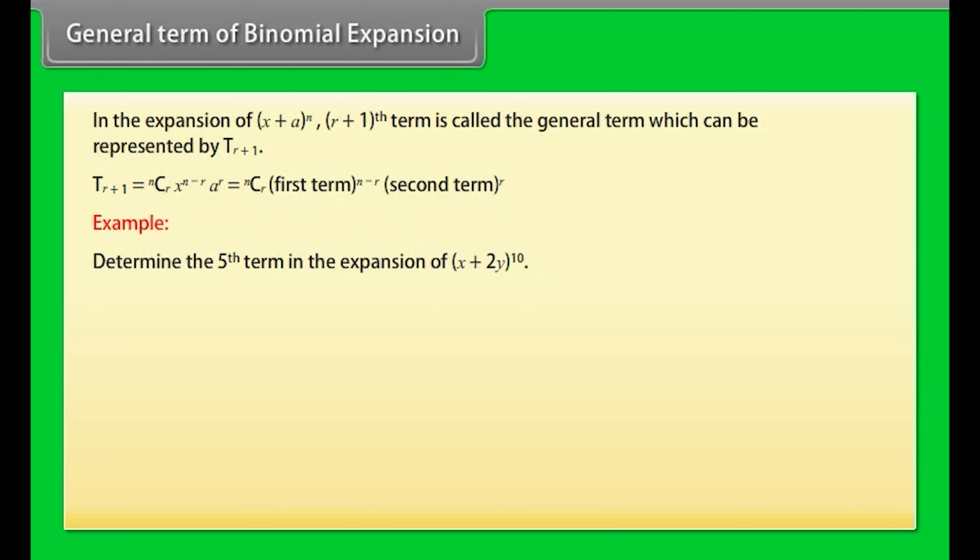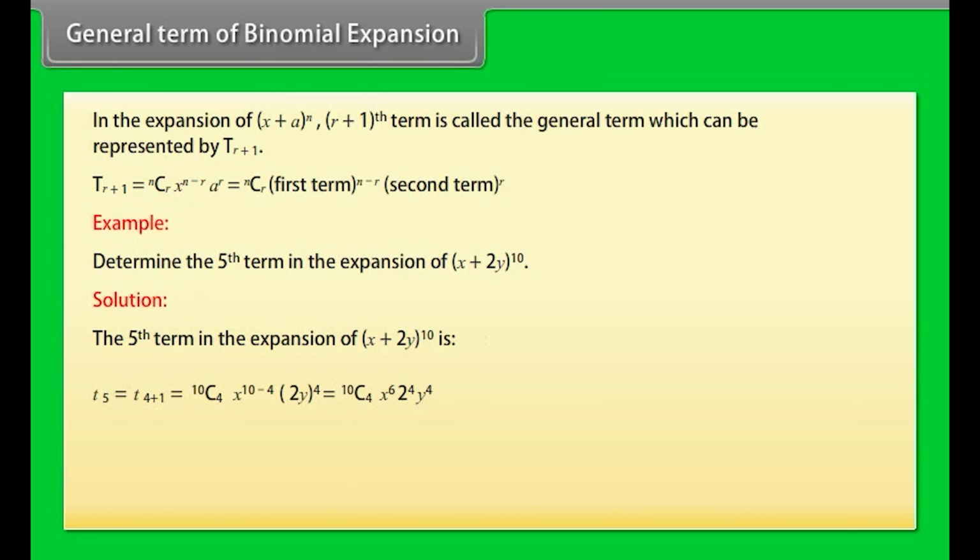Example: determine the fifth term in the expansion of (x + 2y)^10. Solution: the fifth term in the expansion of (x + 2y)^10 is given below. T5 equals 3360 x^6 y^4.